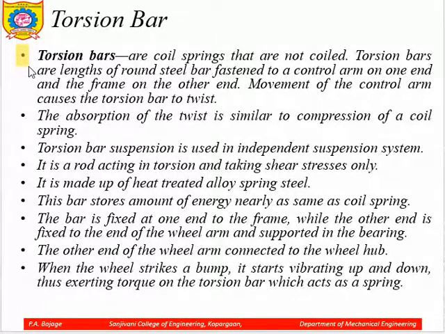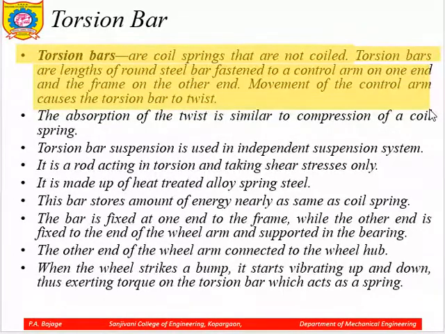So again, the basic part we will discuss. Torsion bars are coil springs that are not coiled. So see very carefully, coil springs that are not coiled. Torsion bars are lengths of rolled steel bars fastened to a control arm at one end and the frame at the other end, and the movement of the arm causes torsion of the shaft, or what we also call the twisting. So when it gets twisted, it will absorb the shock. So absorption of the twist is similar to the compression of the spring.